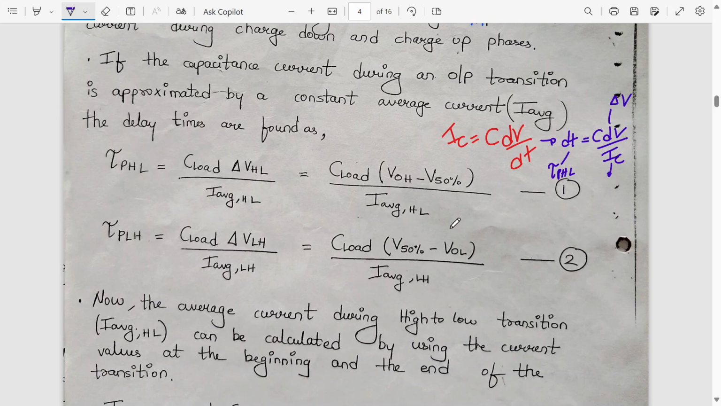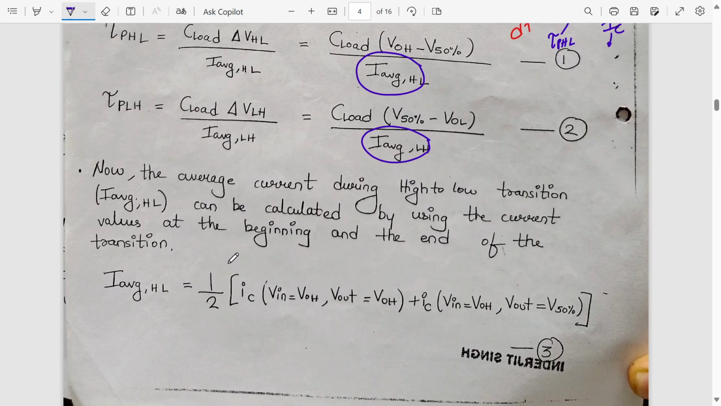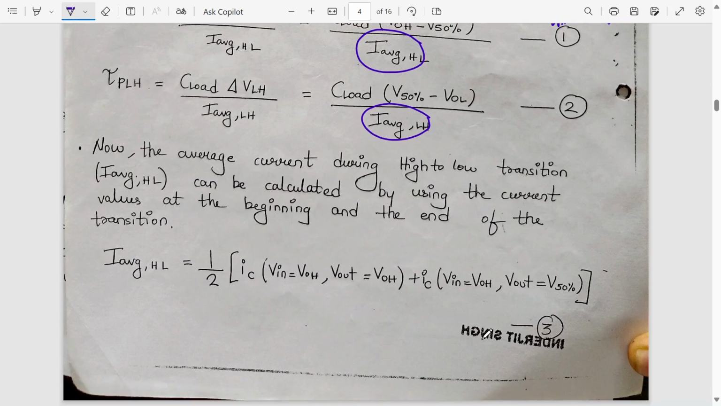Now we have to estimate the formula for I average high to low and I average low to high. To estimate it, we will calculate the current at the beginning and at the end of the transition. So it will be half of IC when V in is equal to VOH and V out is equal to VOH, plus IC at V in equal to VOH and V out is equal to 50%. Whenever V in is high and the output is VOH, and then the output is 50%, we take the average of it, half of it. This is how the I average high to low expression is.